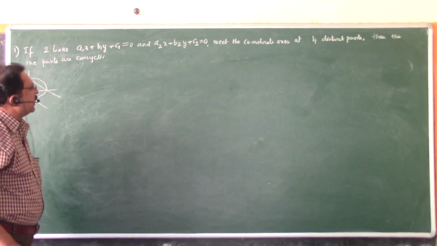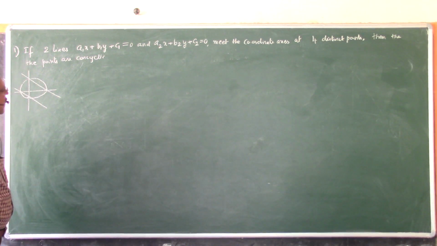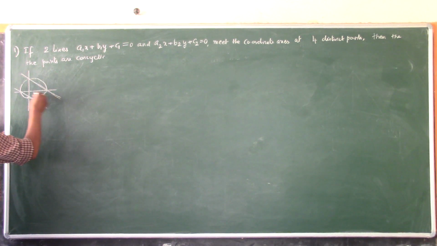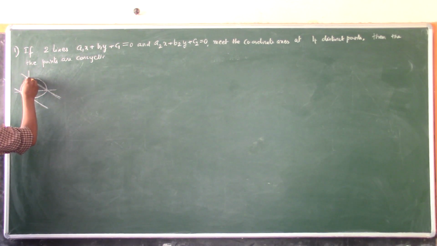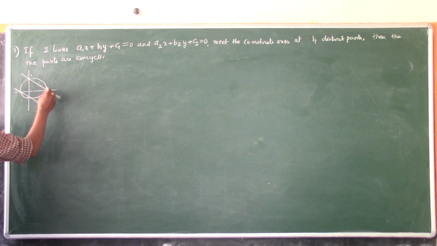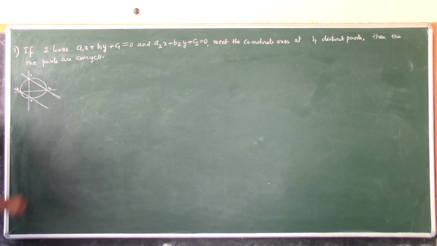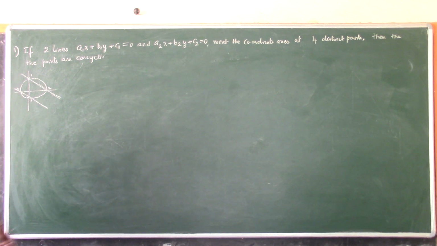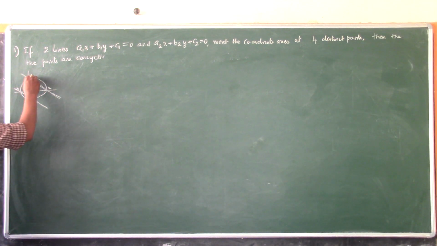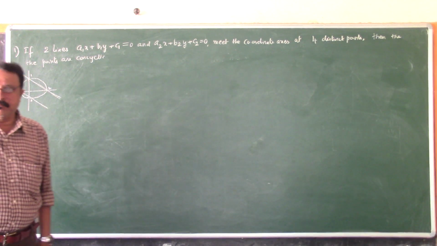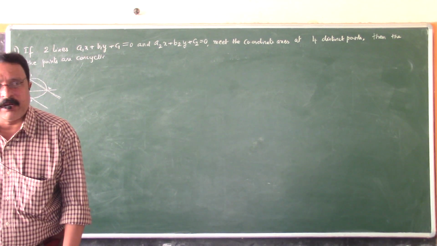Now these two straight lines meet the coordinate axis at four different points. This is the first line, this is the second line. So we have four different points, 1, 2, 3, 4. Then what follows? Then the points are concyclic. That means all these points 1, 2, 3, 4 lie on the circumference of the same circle. This is one important point.